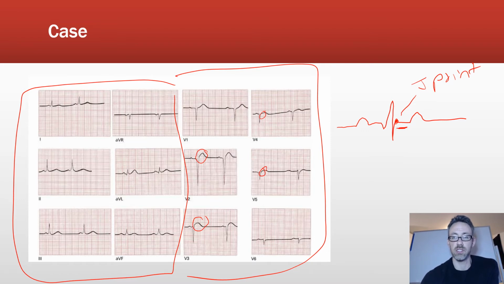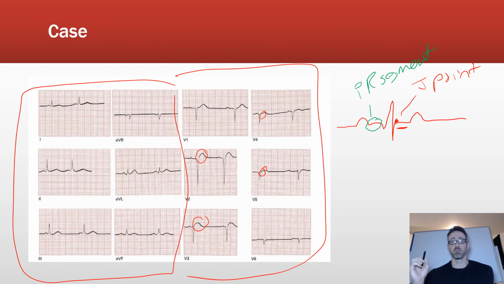Let me use a different color for this. We look over here, which is the PR segment. So the PR segment is actually our baseline. That's our isoelectric line right there. Under normal circumstances, they should be at the same level. Now, I use the PR segment as my baseline, and the J point is the point at which the QRS ends and becomes the ST segment. So it's the J point right here. That's where the S comes back to the baseline, as you can see.